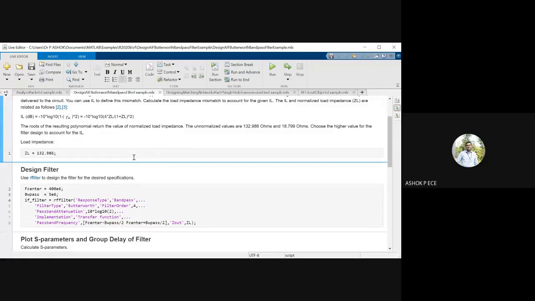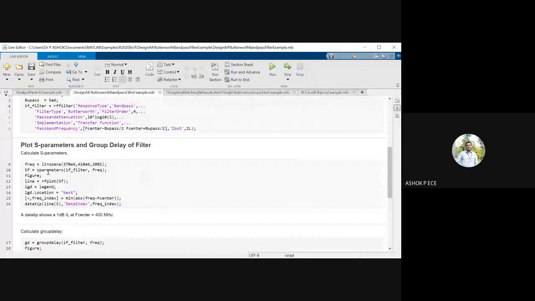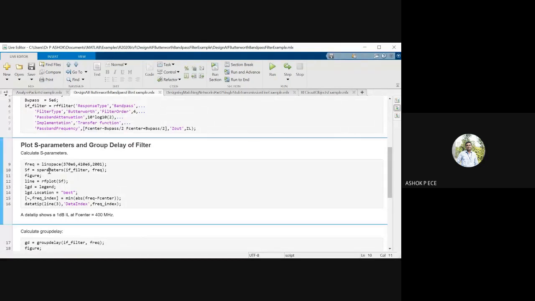It will vary by 2.5 on either side, so 397.5 to 402.5 megahertz. And I am creating an RF filter structure, the same thing we did before. I am getting a frequency range from 370 to 410 megahertz, finding the S parameters, and plotting these S parameters.